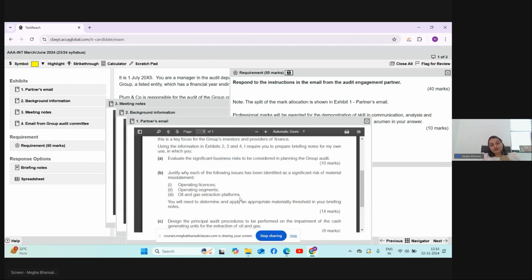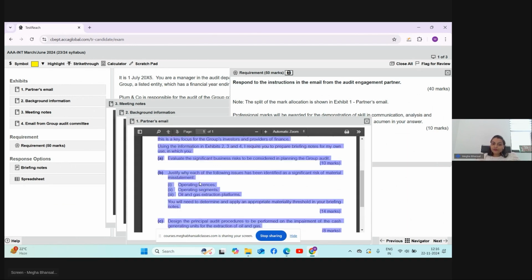Then this question is very different. They have not asked you to identify risk, they have already identified three risks, and they're asking you to explain how these things are materially misstated. So risk identification is already there. You have to only give explanation to all these three risks. So here they've already said operating license, operating segment, oil and gas extraction platform.